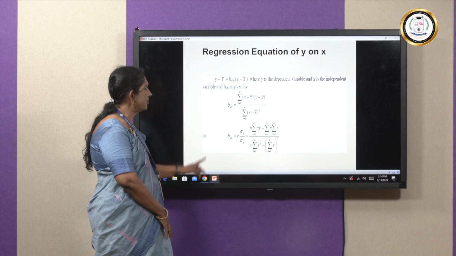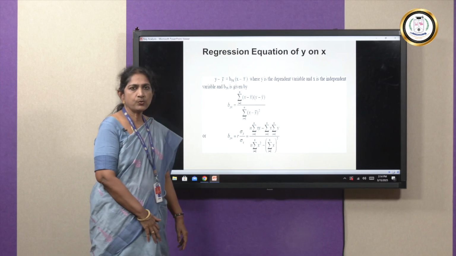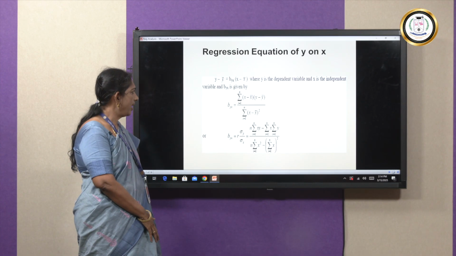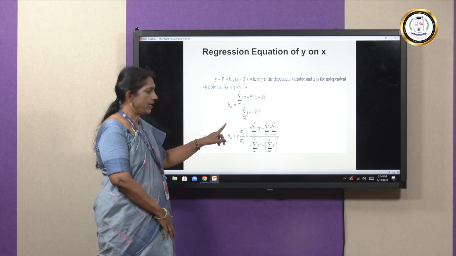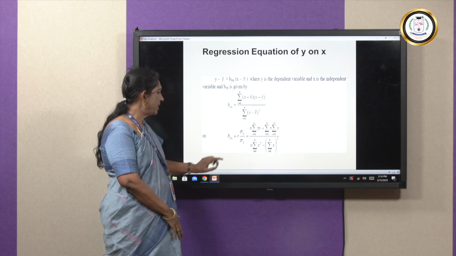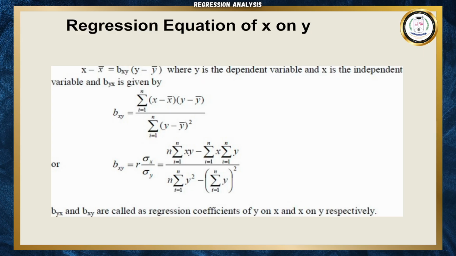So the first regression equation is given by y minus y bar is equal to byx into x minus x bar, where your byx formula is summation of x minus x bar into y minus y bar divided by summation of x minus x bar the whole square. This is another formula for byx. Similarly, the regression equation of x on y also can be got.